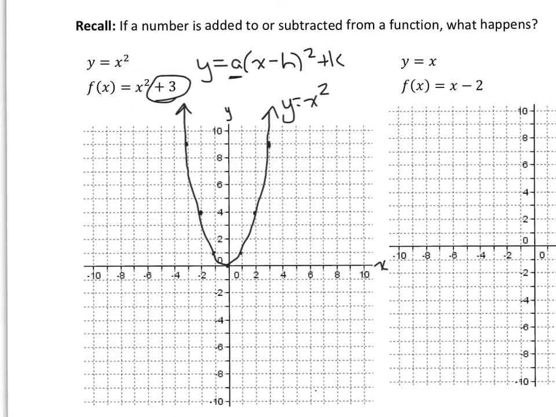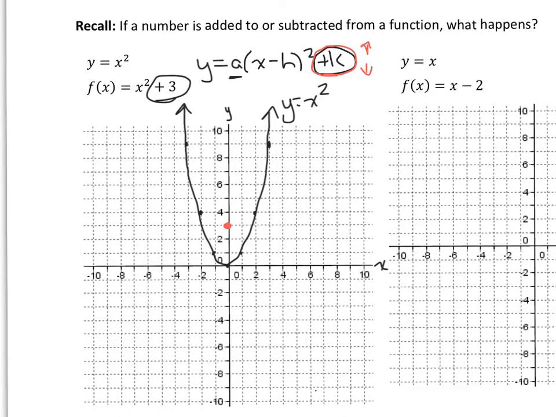A, we remember, tells us the direction of opening and whether or not there's a stretch or compression. We're not dealing with those today. But remember what k tells us. K tells us if it moves up or down. So that's what we're going to focus on in this particular question. So now we have x squared plus 3. We haven't really talked about mapping, but we're going to start. This k value in this particular equation, we refer to it as mapping the y value.